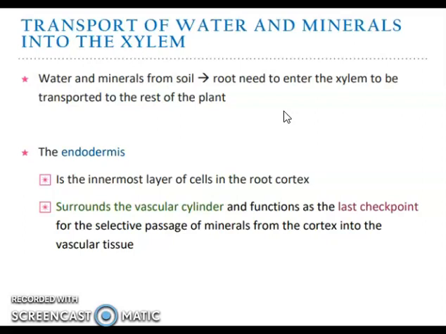To pass from the soil solution into the root vascular tissue, water and mineral have to flow across several layers of cortex cells and also the endodermis tissue layer. The endodermis is the innermost layer of the cortex and surrounds the vascular cylinder, functioning as the last checkpoint for selective passage of mineral from the cortex into the vascular tissue. This ensures that only the material required by the root passes through the endodermis, while toxic substances and pathogens are generally excluded.